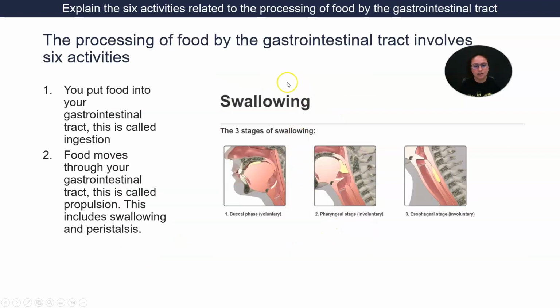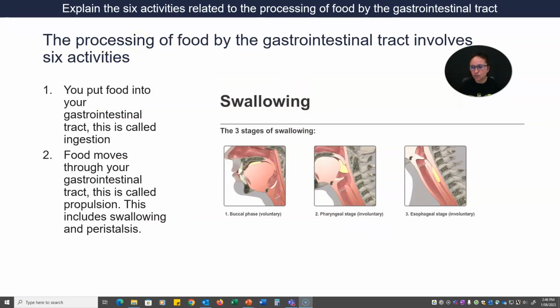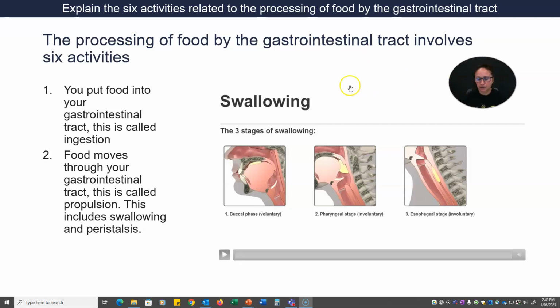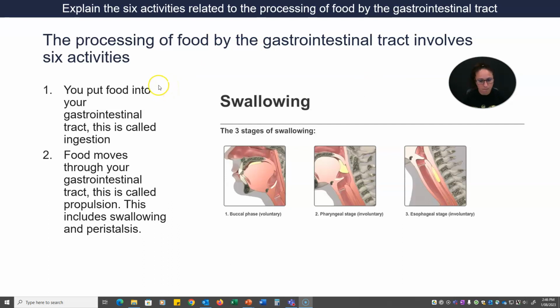Okay, so the gastrointestinal tract is all about processing food, okay? And to process food, you have to do 6 things. Now, the first thing that you do is you ingest food. So activity number 1 is putting food in, okay? Put food in there. Yeah, that's the first thing you need to do.